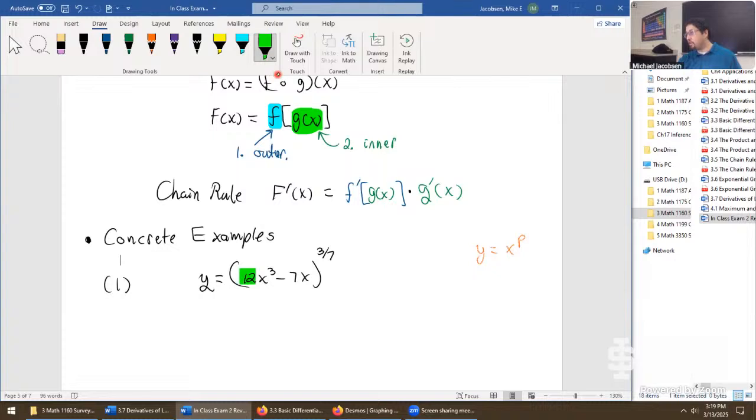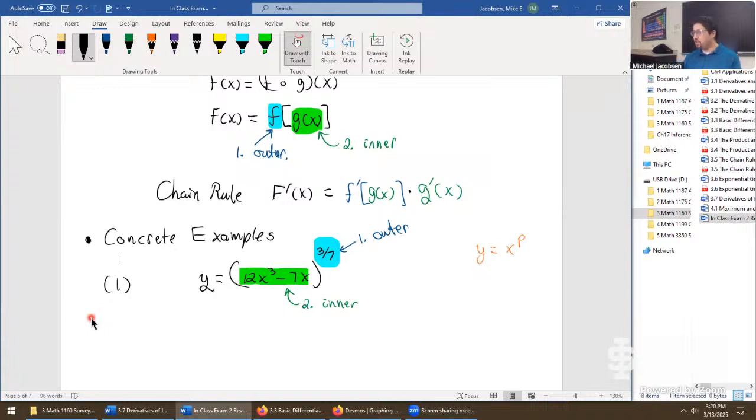And we would say for this one, the thing inside, much like the g of x up here, is the 12x cubed minus 7x. So that's the inner function. And the thing that's out here, the power 3/7, that's the function f, the outer function, which we're indicating right here. So we'll say that this one is derivative 1 outer. So if our function takes on this kind of format, the analysis always goes like that.